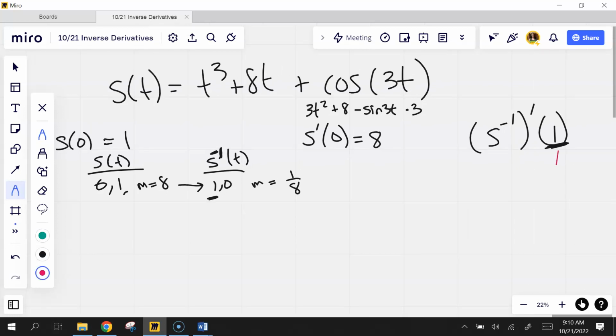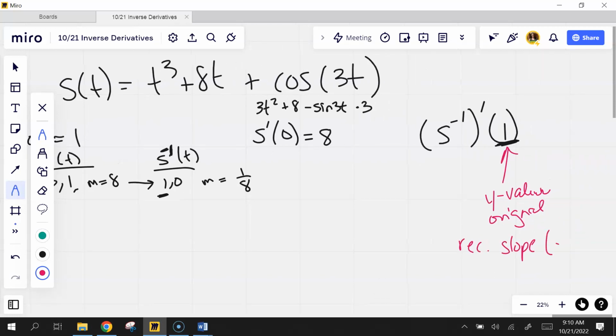So when I'm looking at this, this is where I'm looking for the y value of the original. I'm looking for that y value on the original, which is here, right? And I want the reciprocated slope there at that point. Does that make sense? Some of you are saying yes, and some of you are like, this is no bueno. Let's do one more.